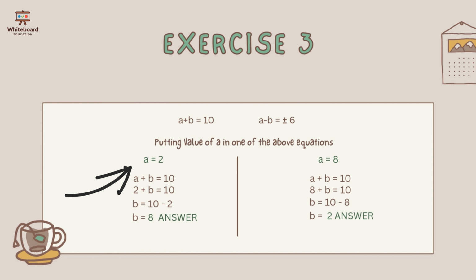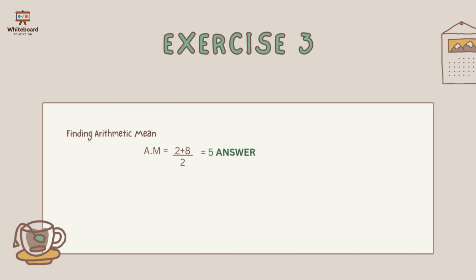So on the left side of your screen we have a equals 2. When we put the 2 into the equation we get b as 8, and on the other side b equals 2. Now, finally we find the arithmetic mean. We can use any of the two cases where a equals 2 or a equals 8. So m is equal to (2 plus 8) over 2, thus the answer is 5. What a lengthy question.